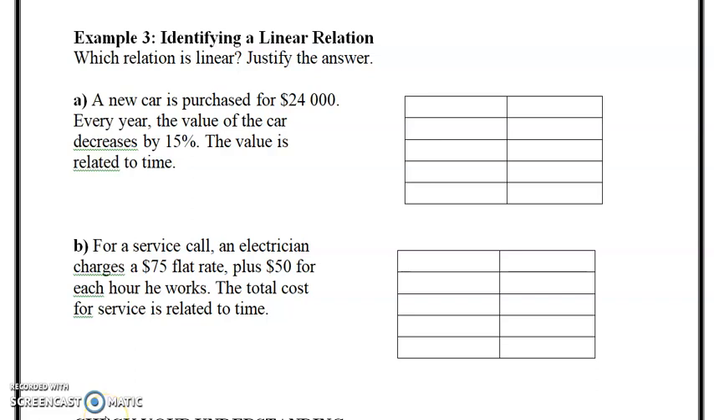Hello everybody, welcome back. Today we're finishing off 5.6. We're looking at example 3, how to identify a linear relation. Which relation is linear? Justify the answer.